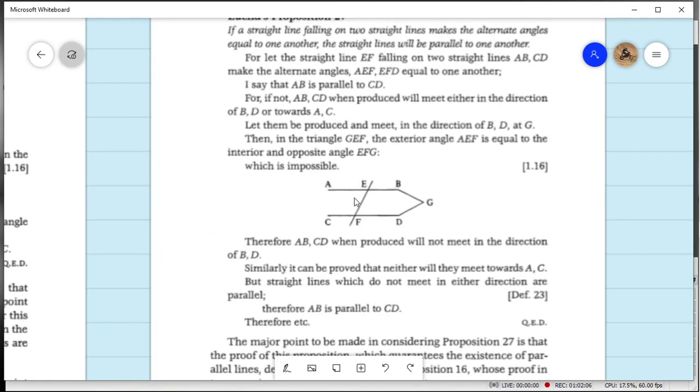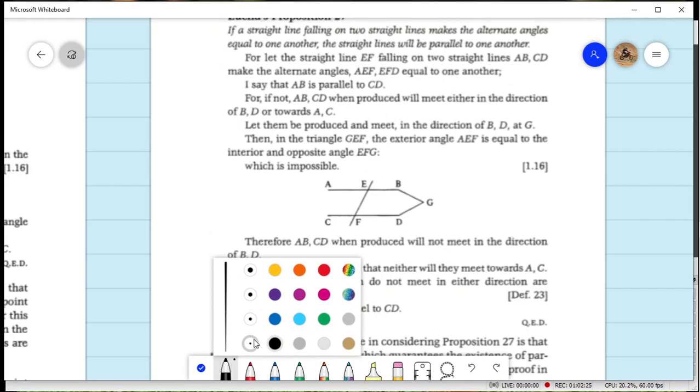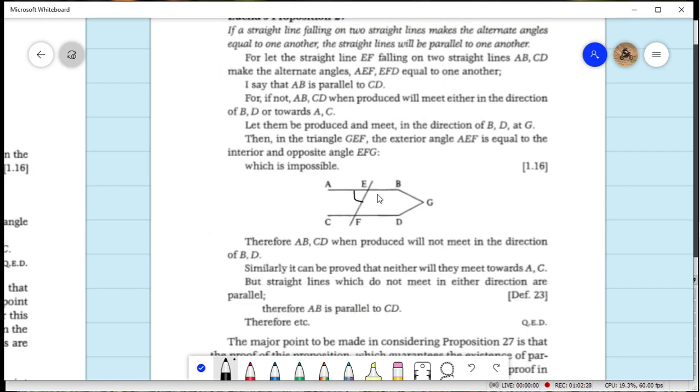The straight line EF, here, let this be the transversal. It should fall on the lines AB and CD. Make alternate angles AEF, let us mark that one, AEF and EFD, this one, equal to one another. So that is the given, the assumption. So it is claimed that line AB is parallel to line CD.